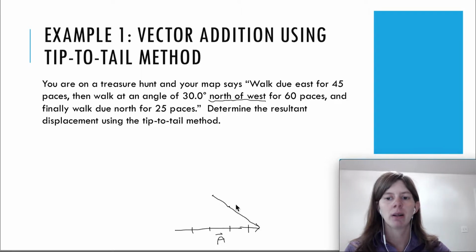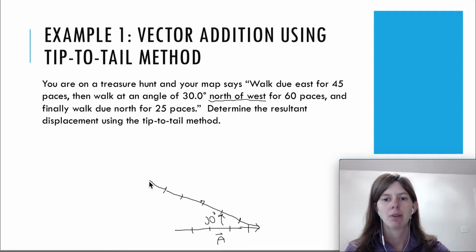Again, this looks a little bit too big here. This is not perfect since I don't have a protractor. But this should be approximately 30 degrees north of the west direction, which was to the right here. Since I need 60 paces, I'll do 6 tick marks: 1, 2, 3, 4, 5, 6. Again, this is not perfect. If you have a ruler and a protractor, you can definitely be more exact. I'll call this vector B. It's always useful to label our vectors.